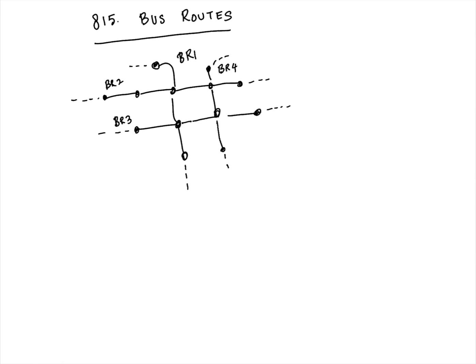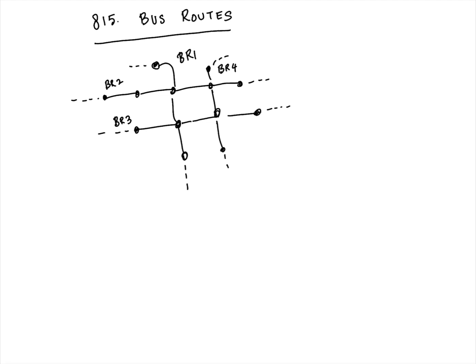What you're looking at is a transit map of bus routes where BR1 is bus route 1, BR2, 3 and 4 and so on. What you're looking at is bus stops in each of these bus routes and how there are intersections between them. The problem, if you look at Leetcode, is going to give you a list of bus routes with bus stop numbers, but effectively, visually speaking, this is what it's giving you.